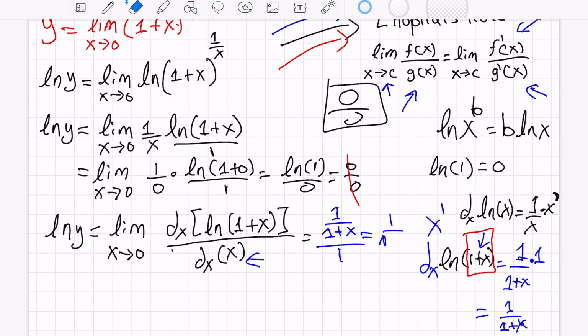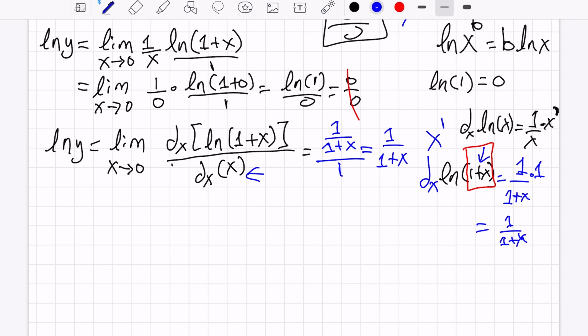Therefore, this is equal to 1 over (1 + x). That's our solution so far. So we go back and we still have ln y equals the limit as x approaches 0 of 1 over (1 + x). We still haven't finished here.